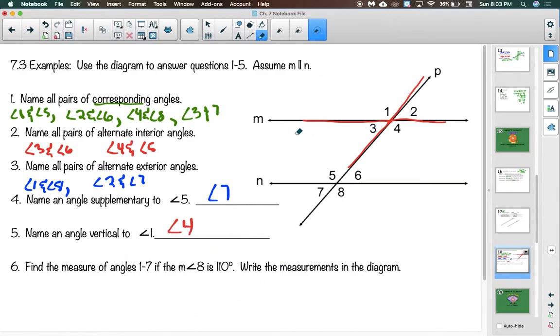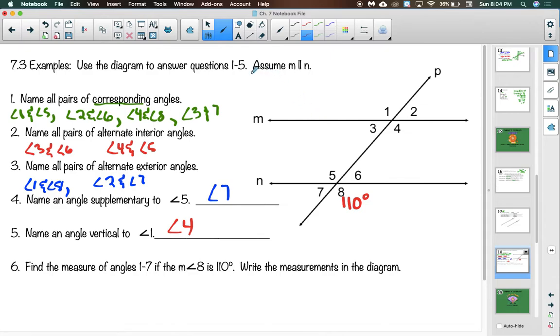Last but not least, this is the reason we are learning about this. This is kind of like a puzzle. I really like it. It says, find the measure of angles 1 through 7 if the measure of angle 8 is 110 degrees. And you can write these measurements right in your diagram. So if angle 8 is 110 degrees, then we already know a lot about this diagram.